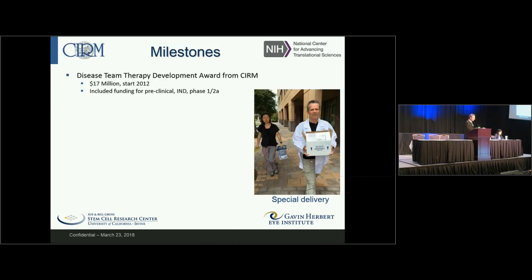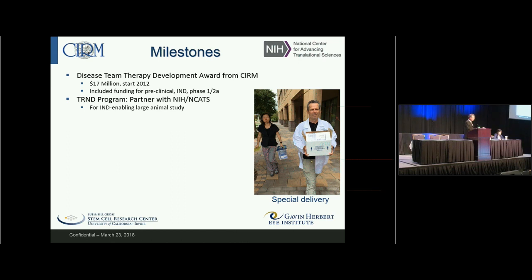Okay, so you need a lot of funding for this kind of translational work. We had an early translational award from CIRM. That was followed by a disease team therapy development award. That started in 2012 and really pushed the project that I've described so far once it was in the formal preclinical phase.